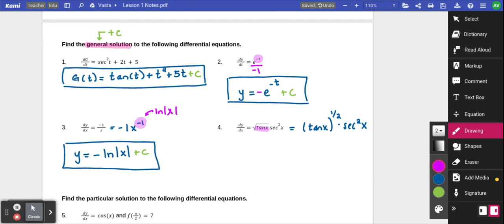Now, step 1 would be to divide by the derivative of the inside, which in this case is secant squared of x. Now that means this secant squared and this secant squared are going to cancel. So all I really need to do now is take the antiderivative of the outside. The antiderivative of a 1/2 power, I would add 1, so I get 3/2 power, and then multiply by the reciprocal or divide by 3/2. Either way, you get 2/3. I'm going to go ahead and leave the inside alone and then put my plus c at the end.